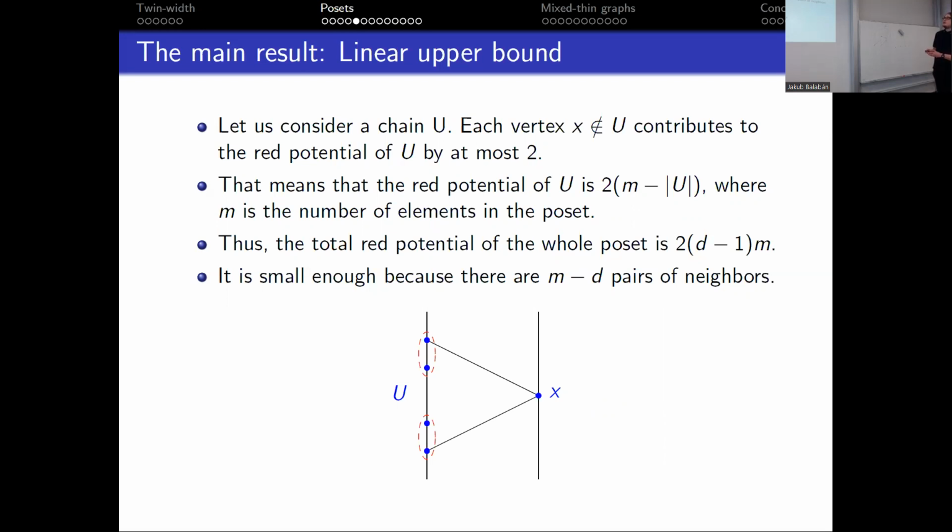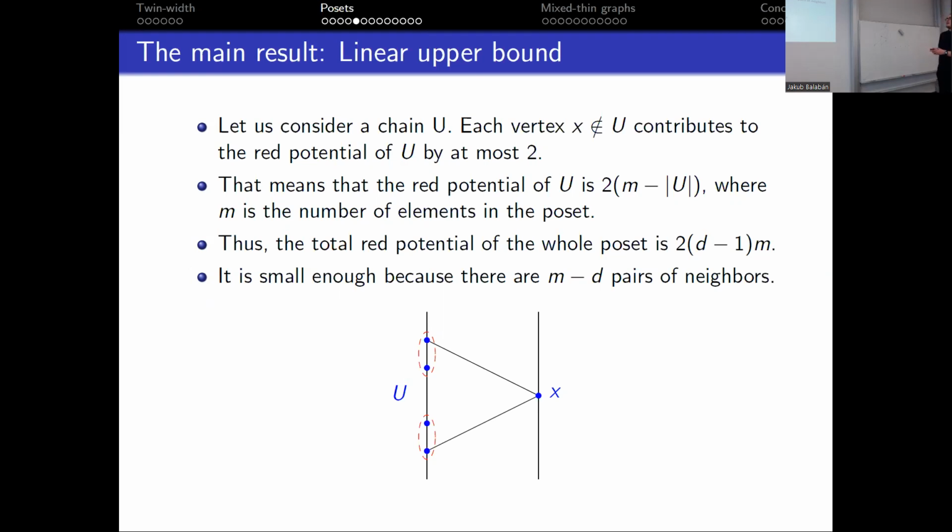So this means that the red potential of U is bounded by this, where m is the number of vertices in the whole poset, and this is the sum. And if we sum this over all chains U, then we get this. It can be seen also that each vertex... d is the number of chains. Maybe I called it k before. No, d is the number. Yeah, k is the width. Sorry.